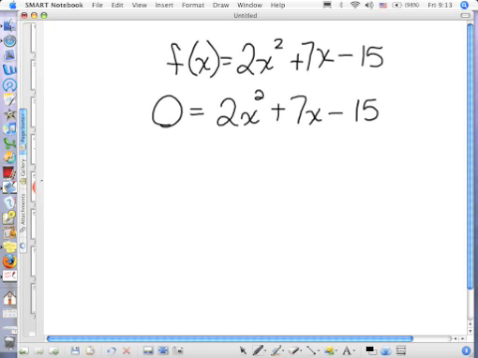Okay, this is finding the zeros of a function. All right, well, let's do our little trick. 2x times 1x gives me 2x squared, right? Next, I need to look for what? Factors of 15. All right, 3 and 5. I want my stuff to subtract to give me 7.